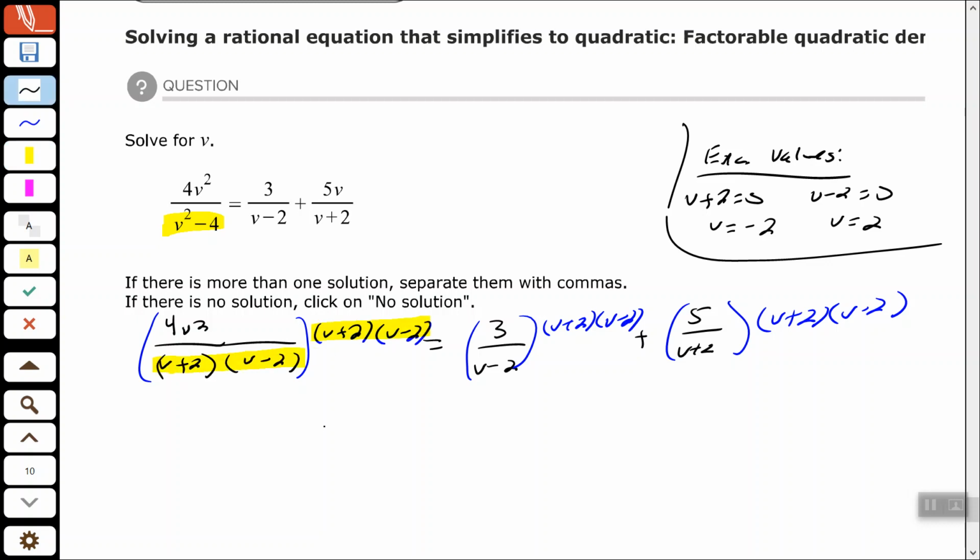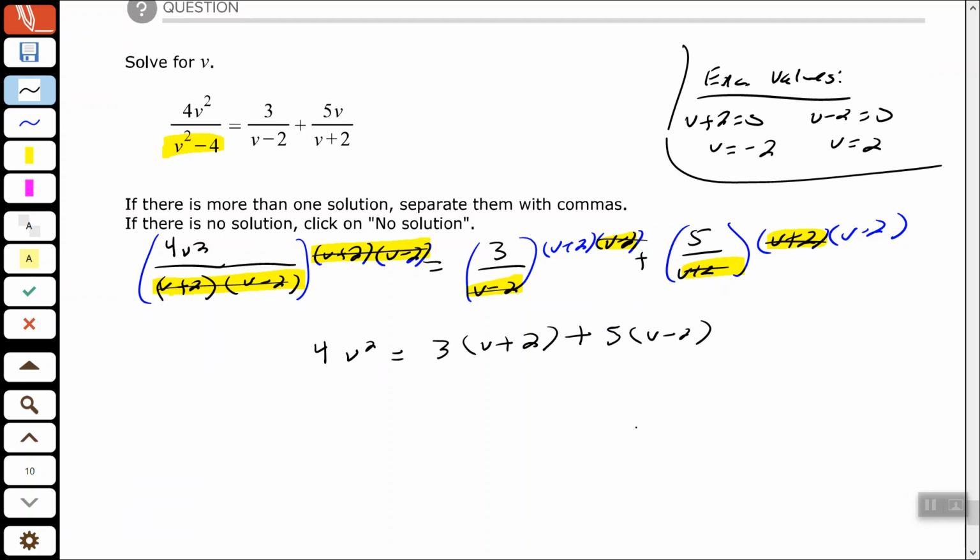So that leaves me with 4v squared on the left-hand side of the equal sign. And then the v minus 2 cancels. That leaves me with 3 times v plus 2, sorry. And then the v plus 2 cancels out here. So that leaves me with 5 times v minus 2. All right.